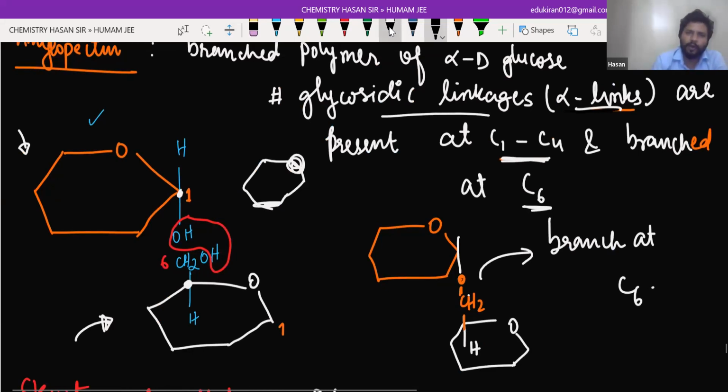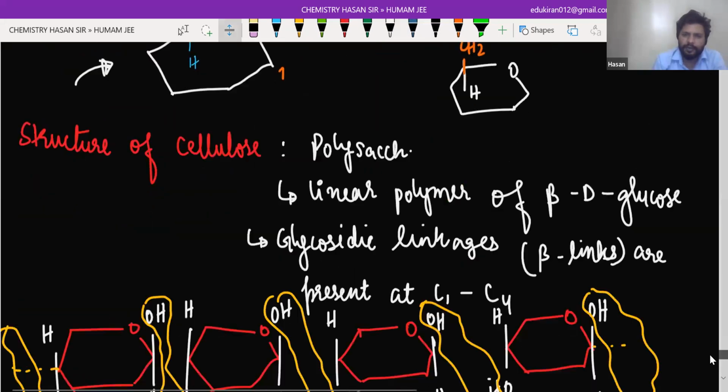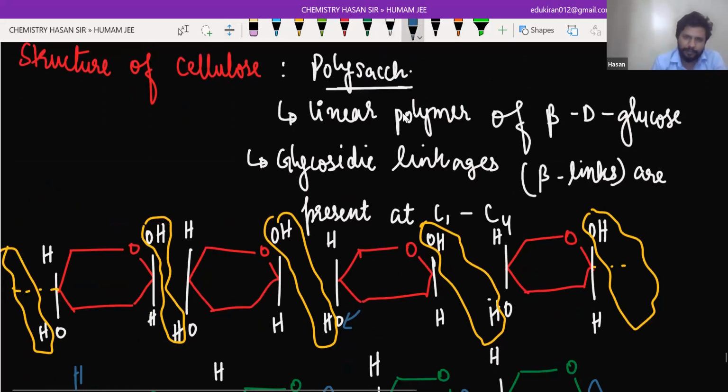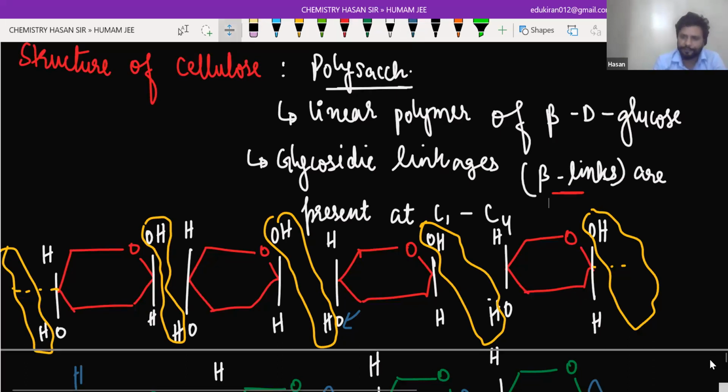You just need to remove water and get the last one from this. If you look at the structure of cellulose, it is also a polysaccharide, a linear polymer of beta D glucose. You don't need to do anything, just write the beta D glucose linearly. The glycosidic linkage here is between C1 and C4. There is no branch here. And this glycosidic linkage is also known as beta links because it comes from beta glucose.